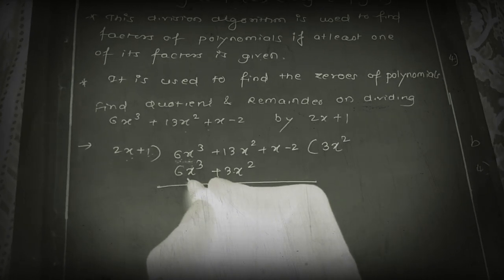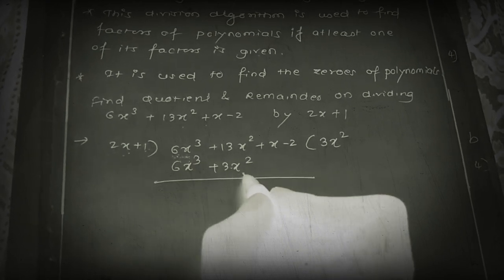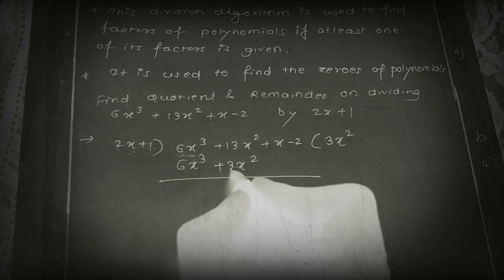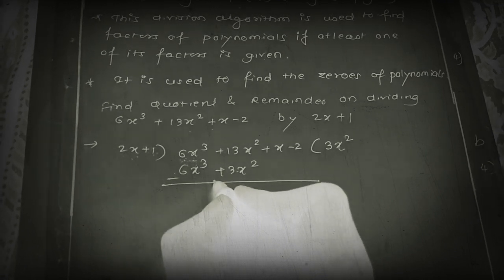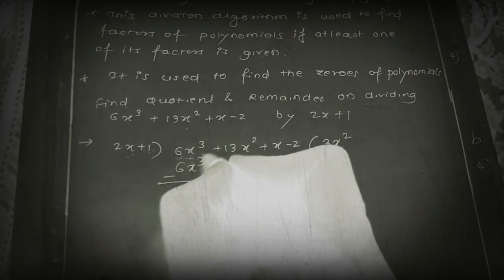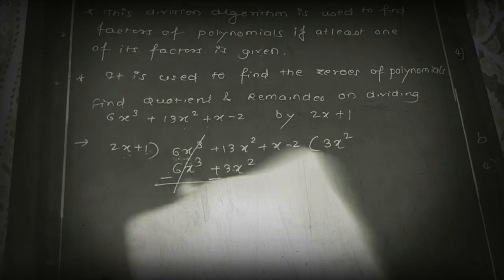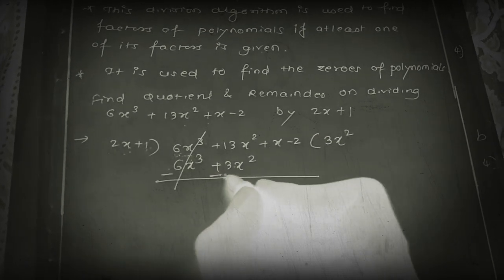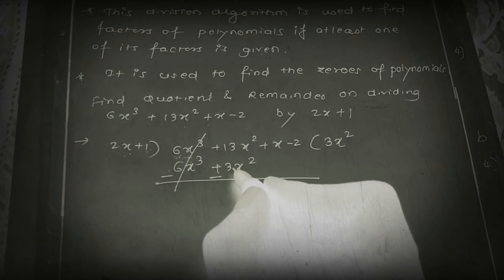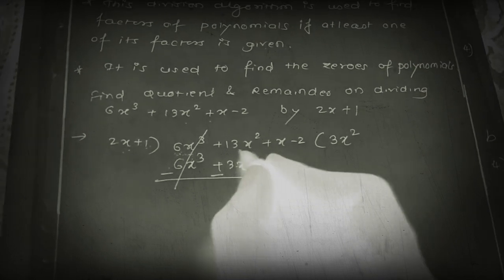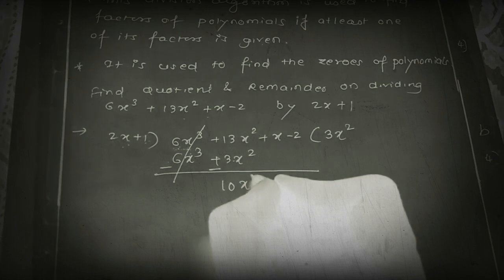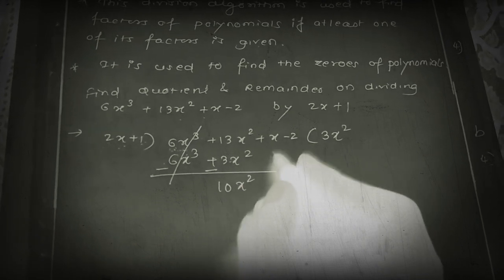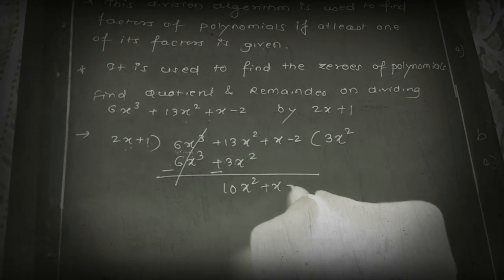Now you have to subtract, as you know in division we subtract the second row. Just change the sign and you will get the subtraction: plus sign will become minus, plus sign will become minus. So 6x cube minus 6x cube gets cancelled. 13x square minus 3x square: 13 minus 3 is 10, with the sign of the bigger number, that is plus 10x square. The remaining terms we take as they are.